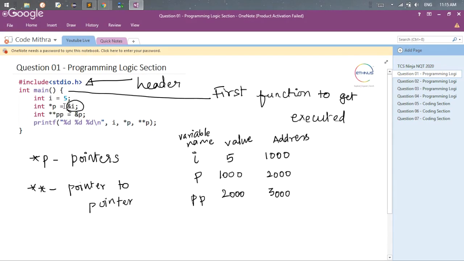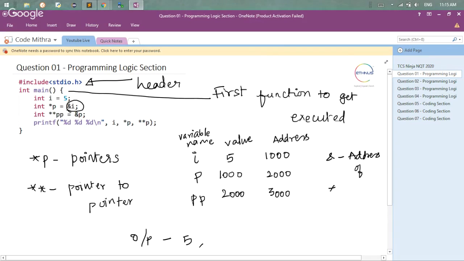Now the moment they speak about percentage d, it means they are going to print an integer value. So printing I will definitely print 5, no doubt about it. So in our output, we are going to have 5. The next one is printing star P. Remember guys, ampersand means address of, and star means content of. As simple as that.